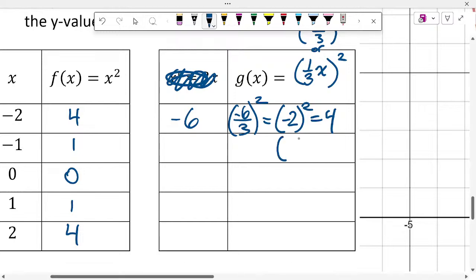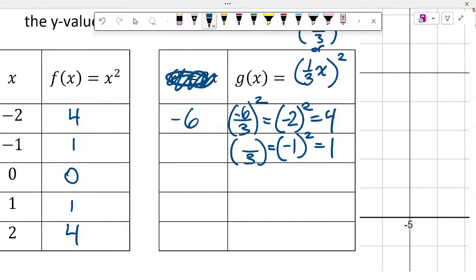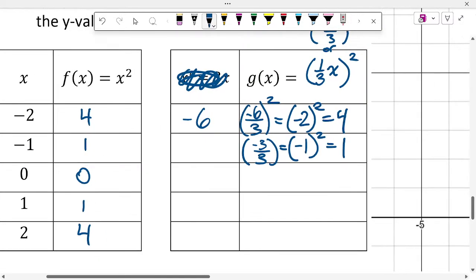So then, what about here? What did I square to get 1? Yeah, -1, in this case. But again, we know that our function is we're dividing by 3. So what x value would I have had to put up here to get that -1 to square it to get 1? -3. So if the old x value is -1, what does the new x value have to be? It has to be -3.